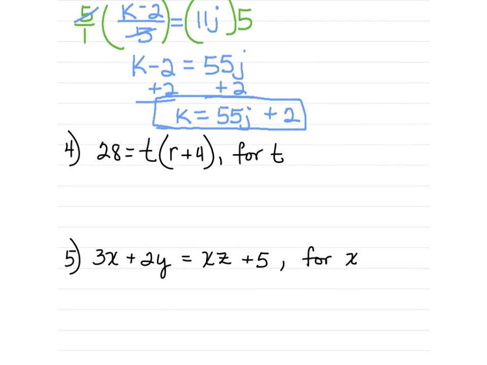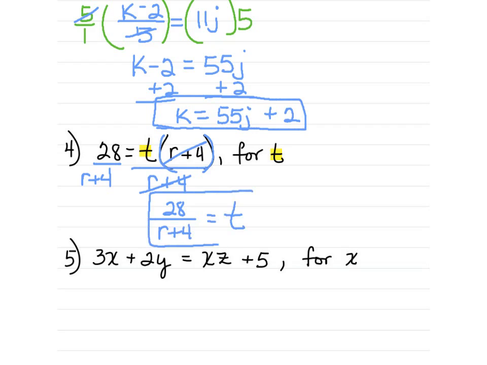Number 4, copy down. 28 equals t times r plus 4 in parentheses. And this time we're solving for t. So what's being done to t? It's being multiplied by r plus 4. And this is one term because it's in the parentheses. So I can simply divide by r plus 4. Whatever I do to one side, I do to the other. So here I go. It's 28 over r plus 4 is equal to t. And that one was quick.